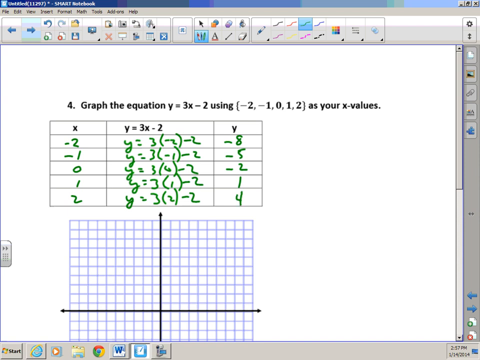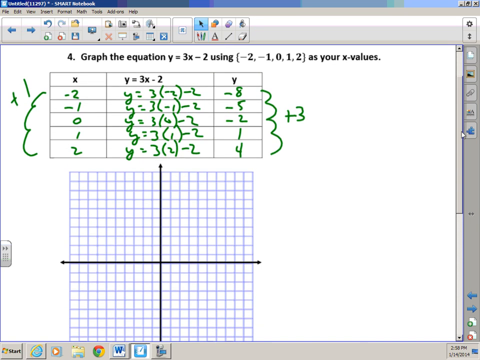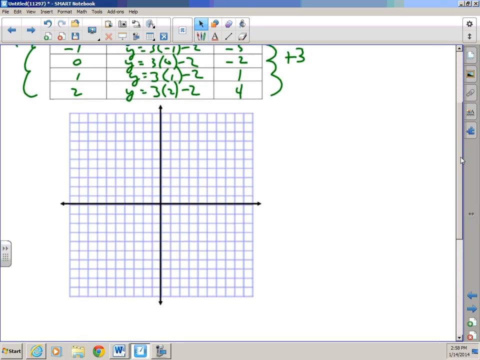And when I do this, now you'll see again the pattern. I'm going up by 1. I'm going up by 3. Okay? There's my constant rate of change. I'm going to plot the 5 points.